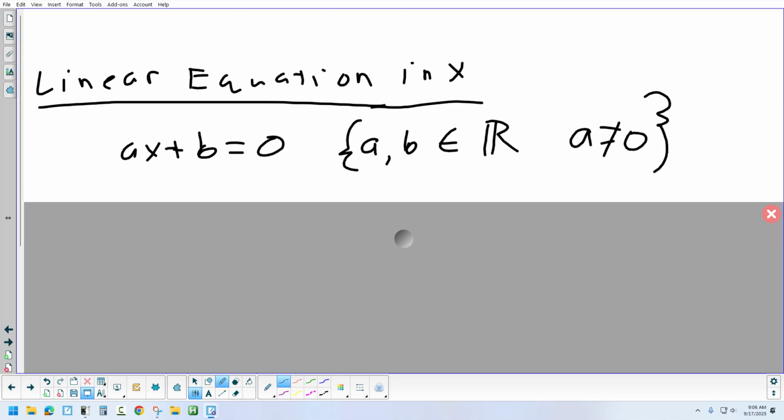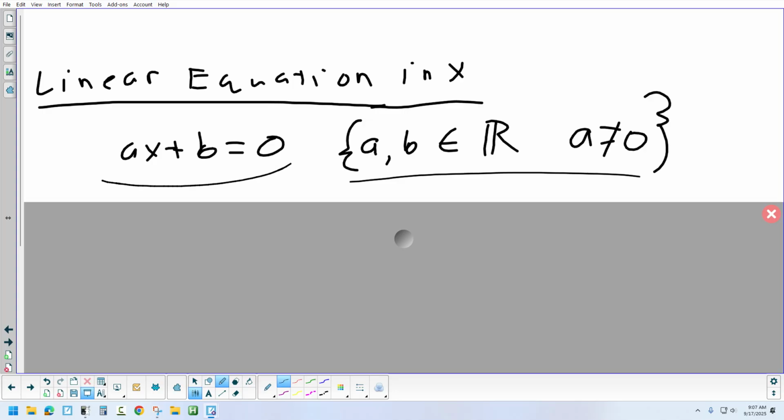So that is the general form of a linear equation. Can someone tell me, what is this saying? I'll make sure we understand math language. It means A and B are real numbers, but there's one number A cannot be, and that is 0.